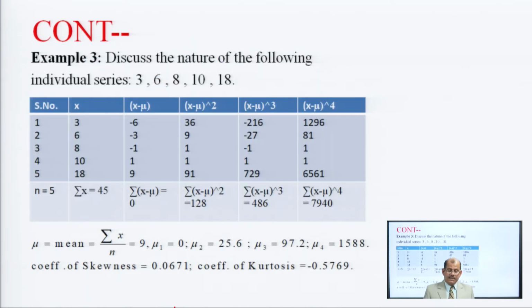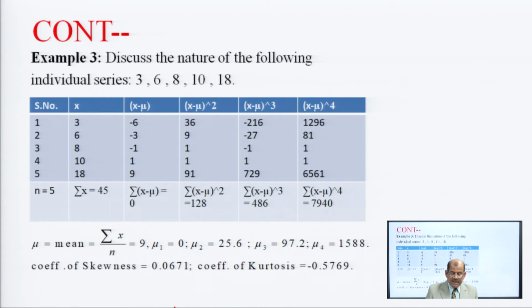Discuss the nature of the following individual series: 3, 6, 8, 10, 18. Serial number 1, x is 3, 6, 8, 10 and 18.